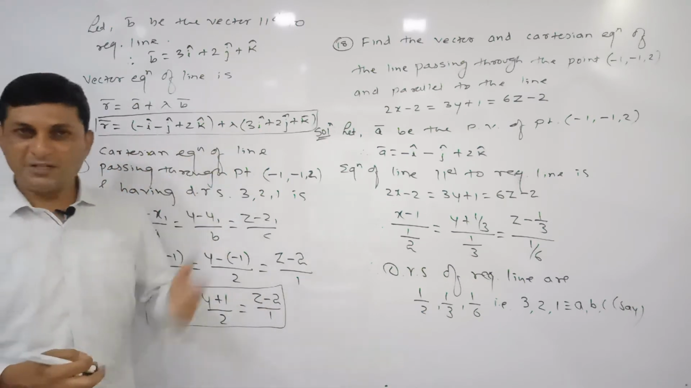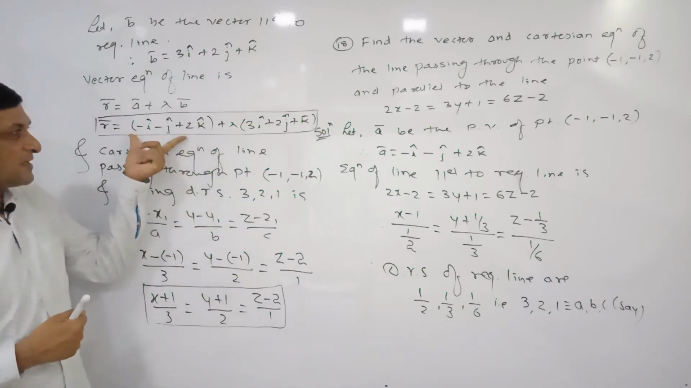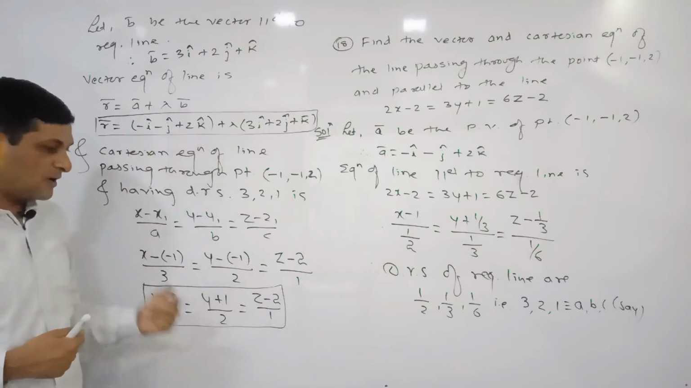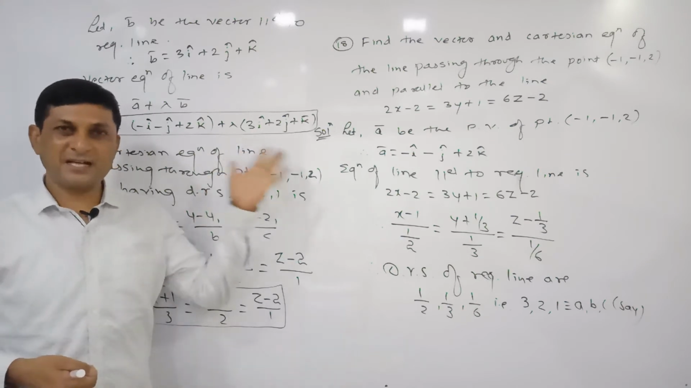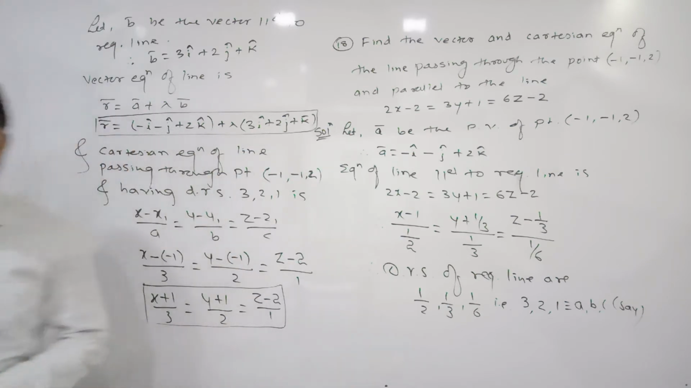So using the given condition in the example, first we have got a vector equation of line and then we have got the Cartesian equation of line. And these are the values which we had to find out here.